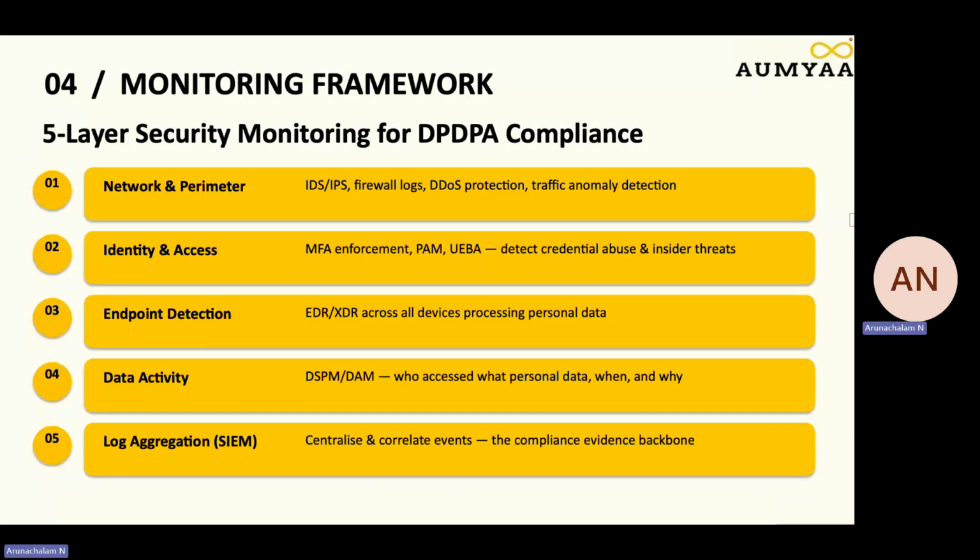This is a practical five-layer model for closing that visibility gap. Think of it as defense in depth, purpose built for personal data compliance. Layer 1, network and perimeter, IDS and IPS, firewall logs, DDoS protection, traffic anomaly detection. This is your outer boundary, catching things trying to get in or out.